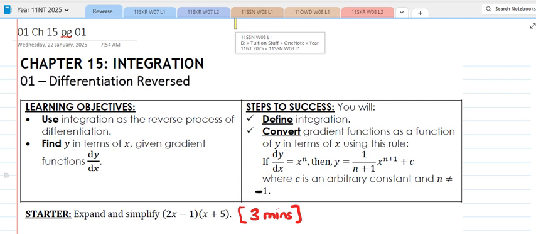So over here, take note of the change. From the simple x to the power of n, it becomes n plus 1. And there's also multiplication of 1 over n plus 1 over here when you try to convert gradient into y.